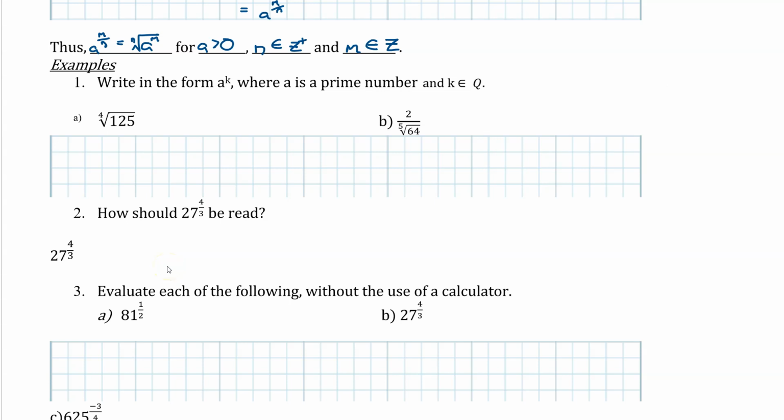Examples: write in the form a to the power of k, where a is a prime number and k is a rational number. So part A, the fourth root of 125. To approach this particular question, the first thing we want to do is get rid of this nth root.